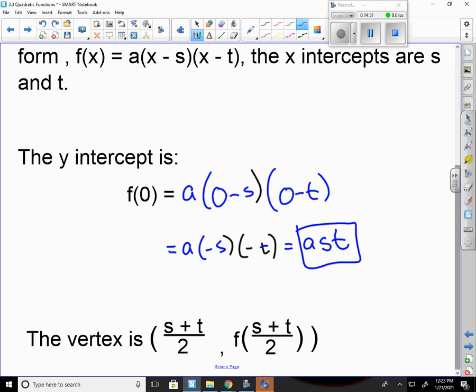Then to find my vertex, the vertex is just going to be the average of the two x-intercepts, because the vertex is going to be directly in between them. So if I take my two x-intercepts, which are s and t, add them together and divide by 2, that will give me the x value of my vertex. And I just plug it in to find the y value.